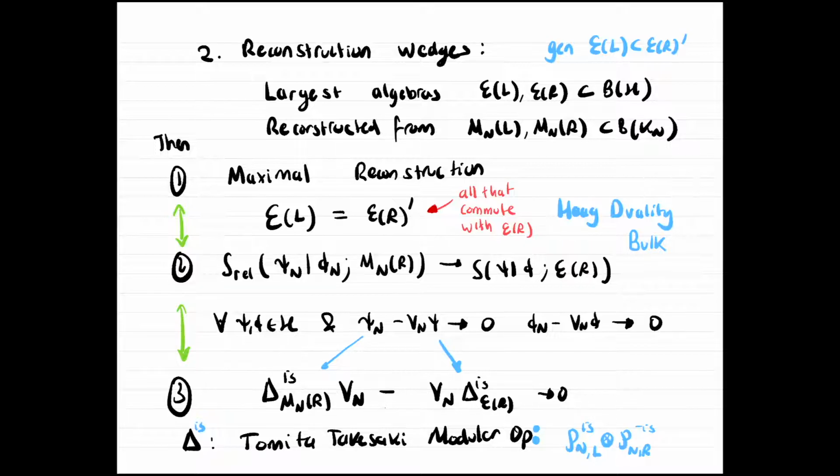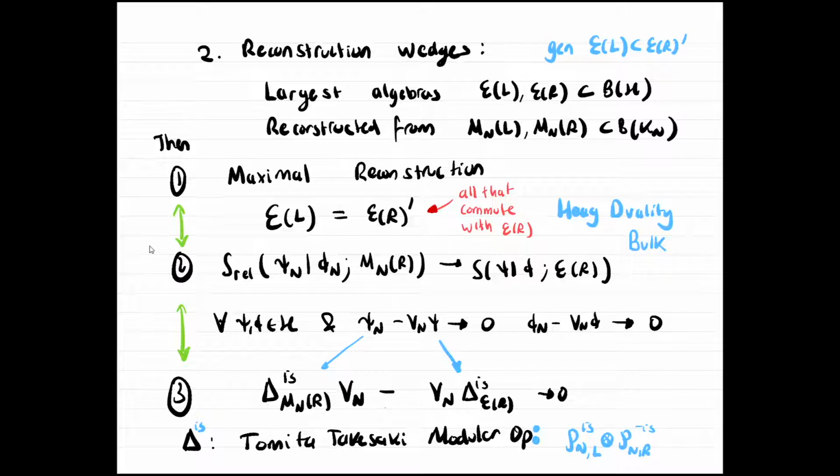So what does that mean? Well, you can prove generally, using the first theorem, that the reconstruction on the left has to be contained in the commutant of the reconstruction on the right. But if you saturate this containment, that's actually Haag duality, then there are various interesting consequences. So this theorem says that the following three are equivalent.